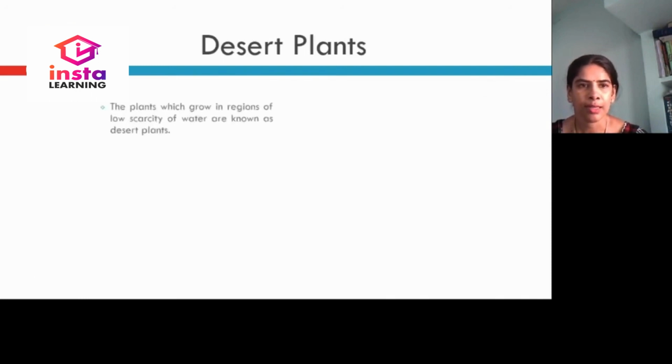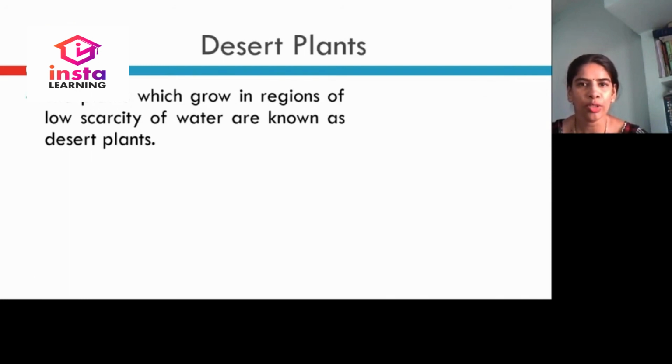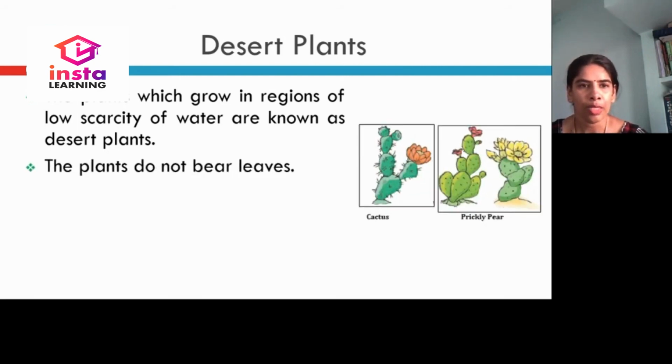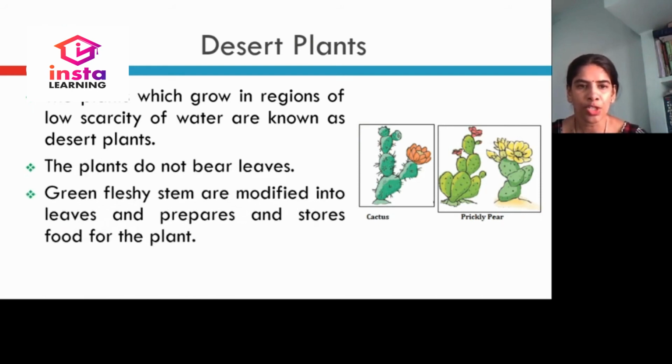Desert plants. The plants which grow in regions of scarcity of water are known as desert plants. These plants do not bear leaves. The green fleshy stems are modified into leaves, which prepare and store the food for the plant. Examples: cactus and prickly pear.